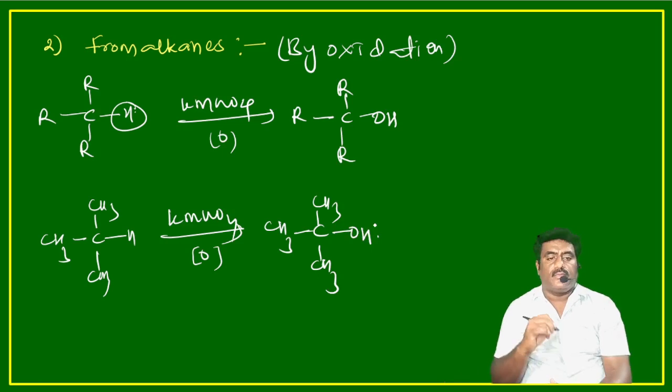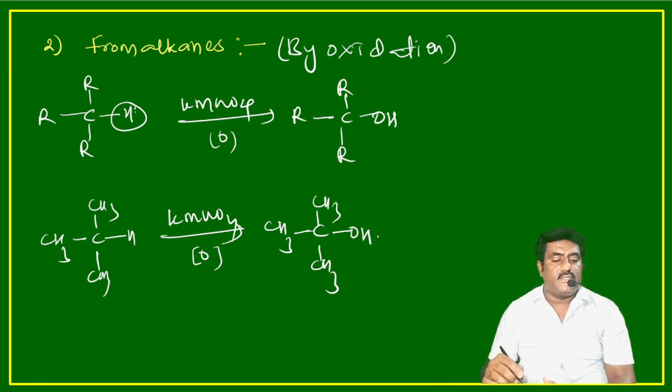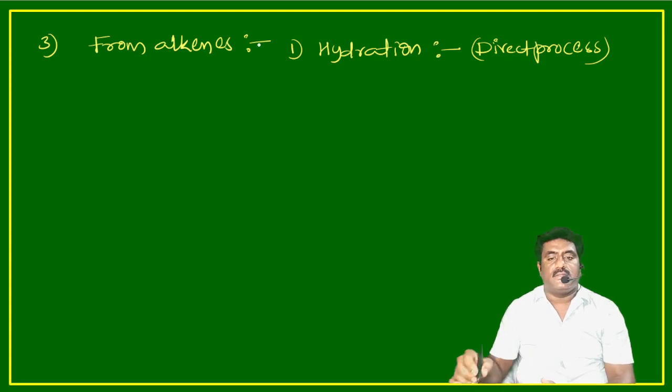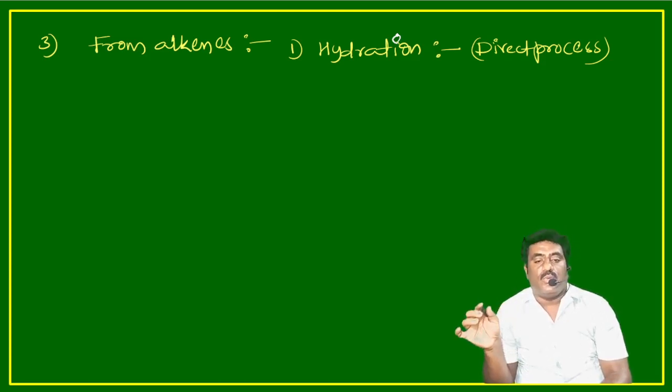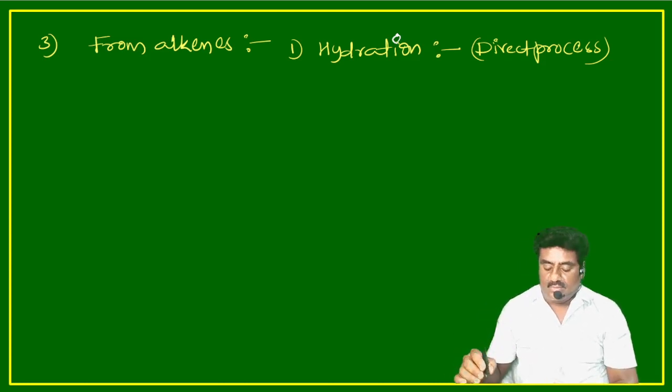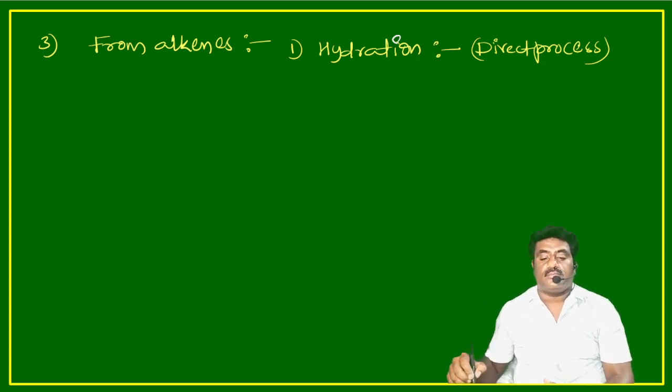Let's move on. The next method is from alkenes. From alkenes, the methods are the hydration method, oxymercuration and demercuration, and hydroboration oxidation.